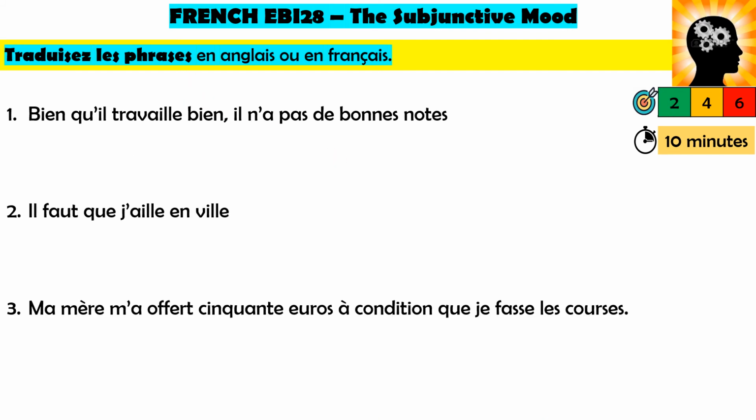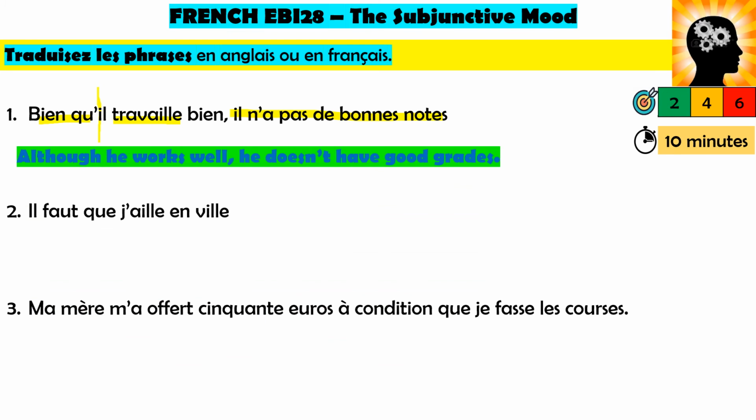Alors mes petits, right guys, if you're listening to me now, you've had a go at this and you're ready for our answers. So let's go for it. Numéro 1, bien qu'il travaille bien, il n'a pas de bonne note. Now, I put this up because it's got a few sentences together and it's sort of a trick as to where the main clause is, where the dependent clause is. Bien que, this is our main clause. Although, il travaille bien, this is the subjunctive, the dependent clause, and then you've got this bit here.